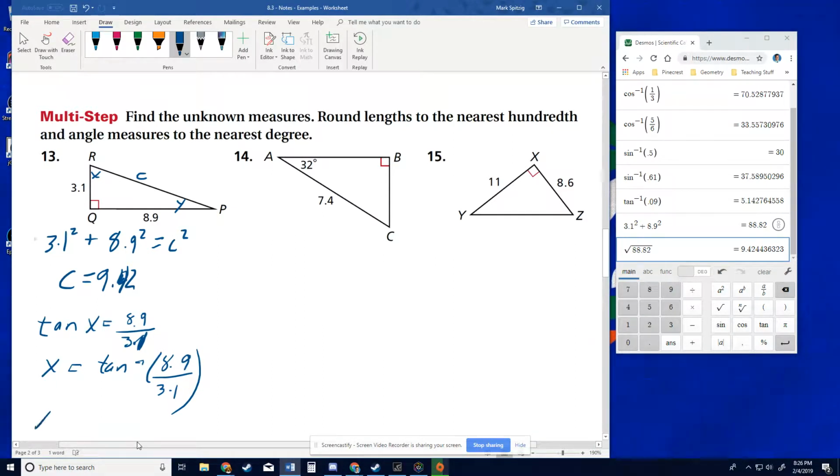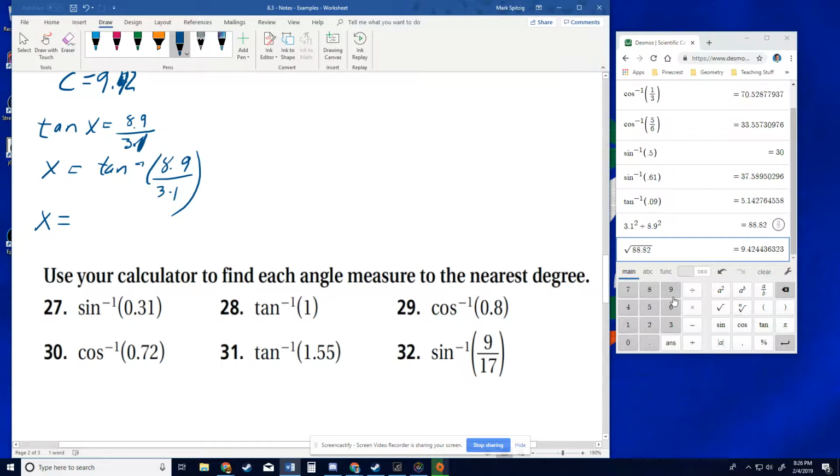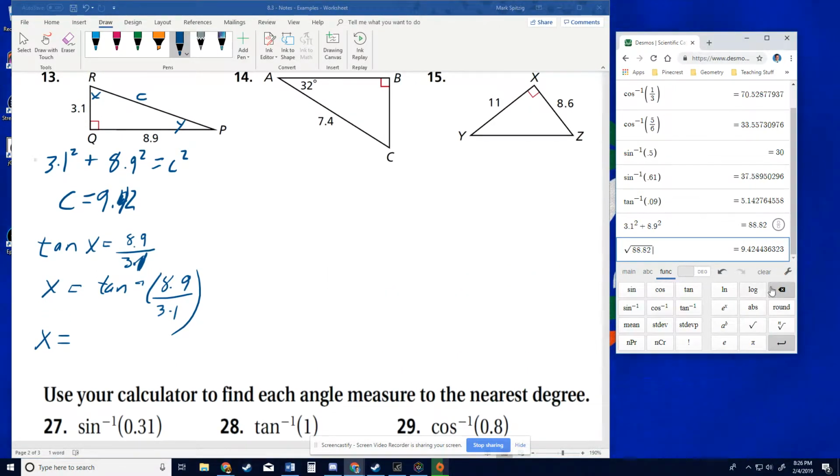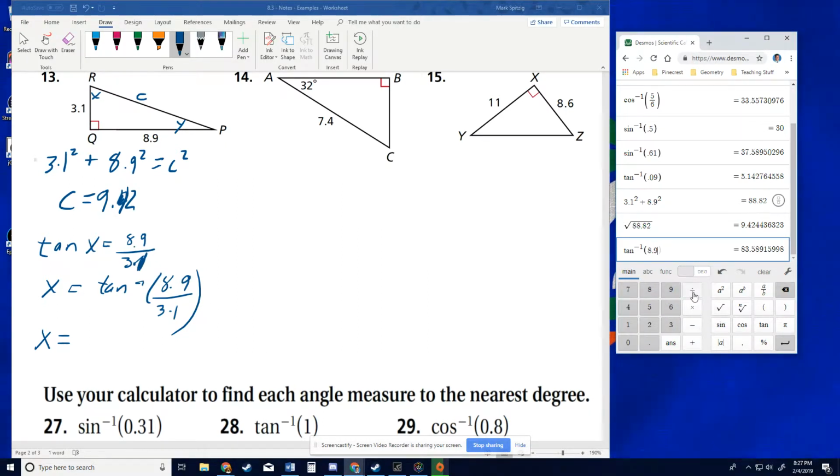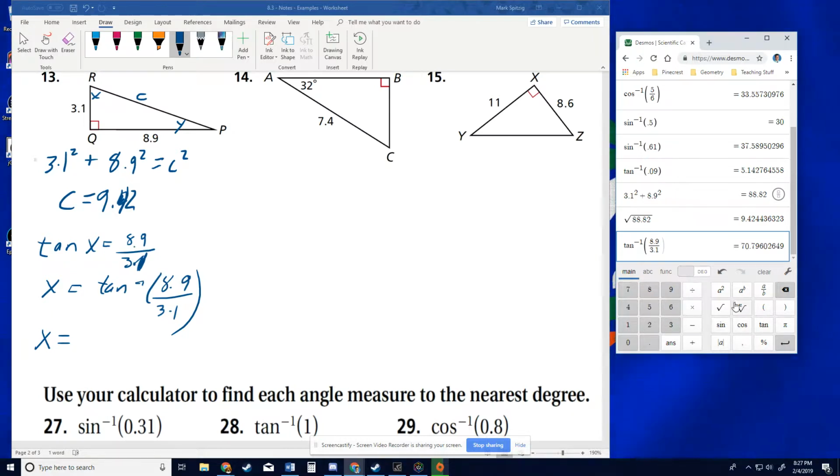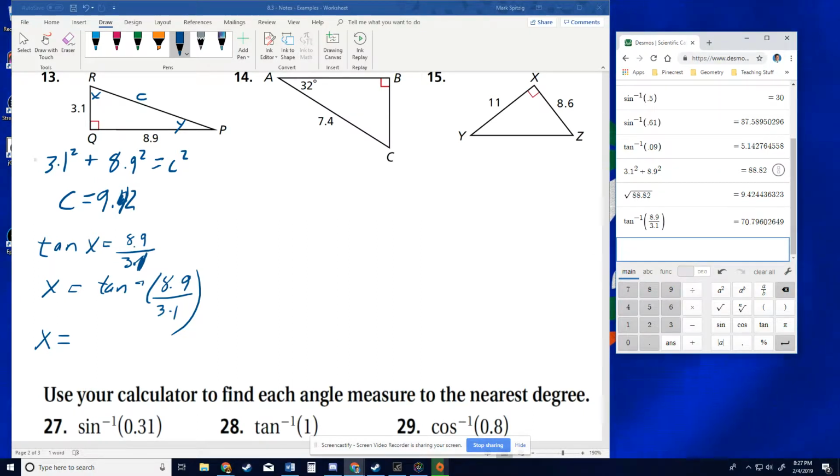Okay, and we can plug that into the calculator to get the angle measure here. So this is a weird one. Sorry, guys. Okay. I lied. Inverse tan. Stop it. Stop it. All right, inverse. No. All right, inverse. All right, I'm not angry. I'm just disappointed. All right, 8.9 divided by 3.1 and close it up.